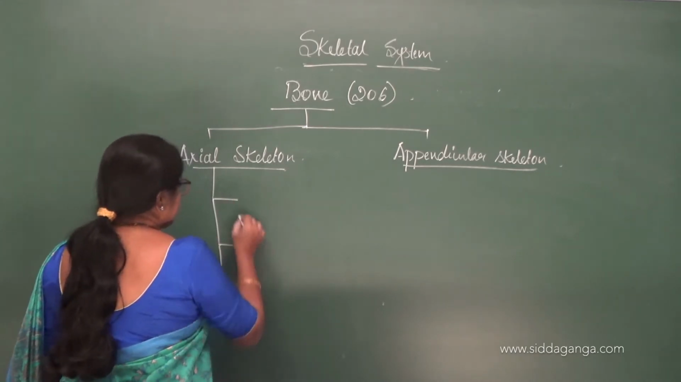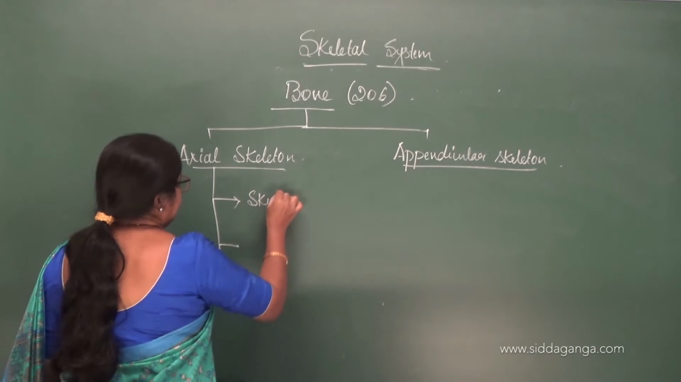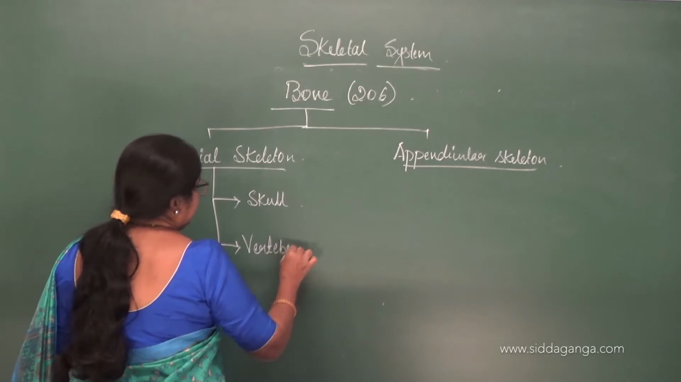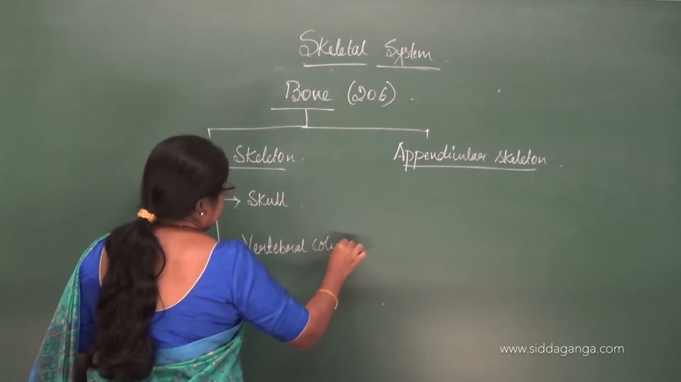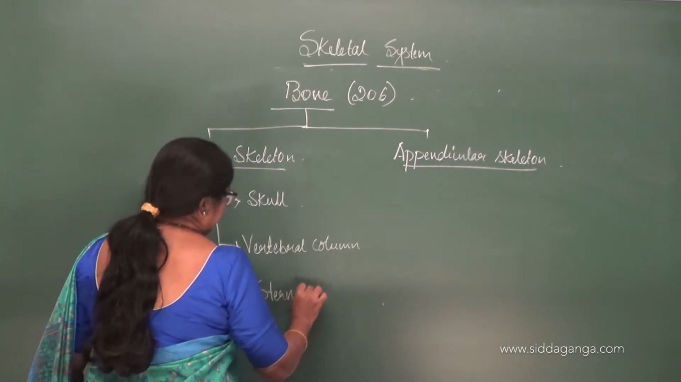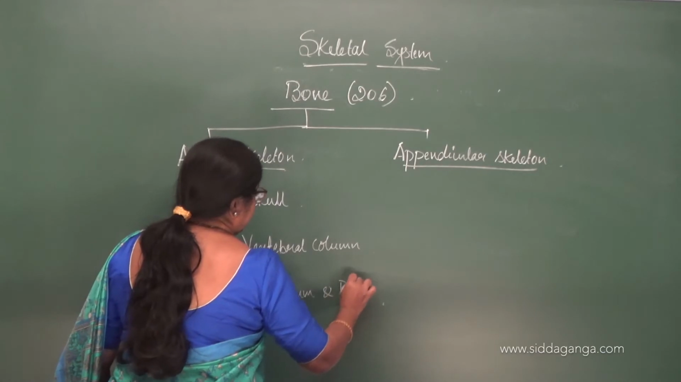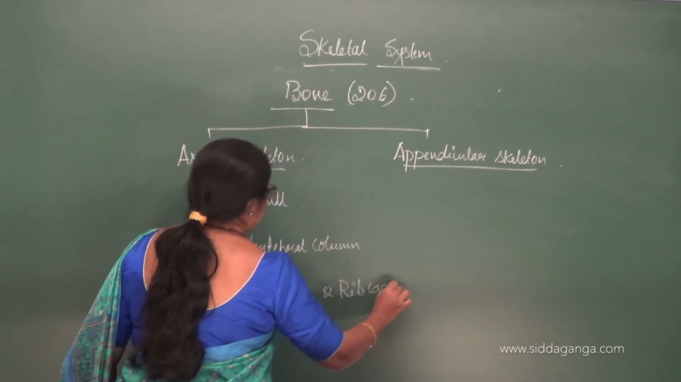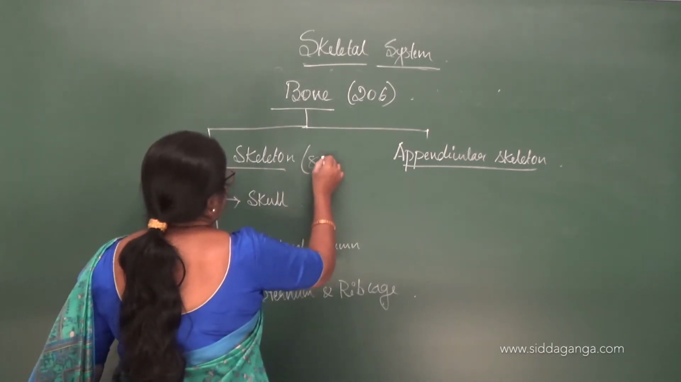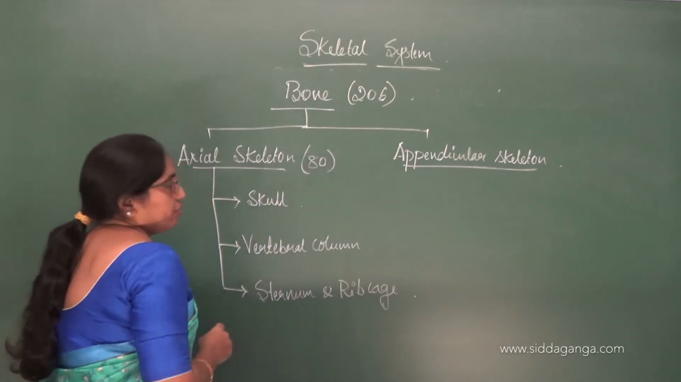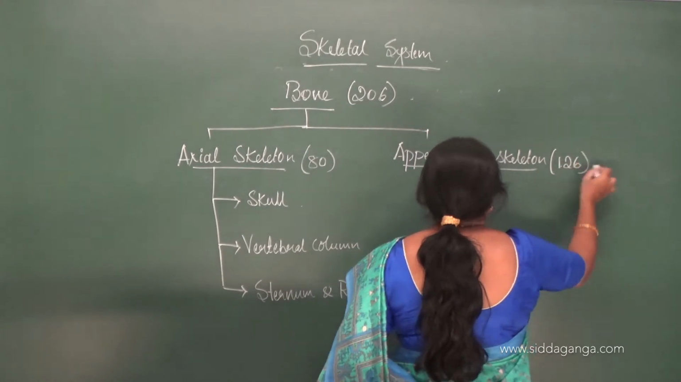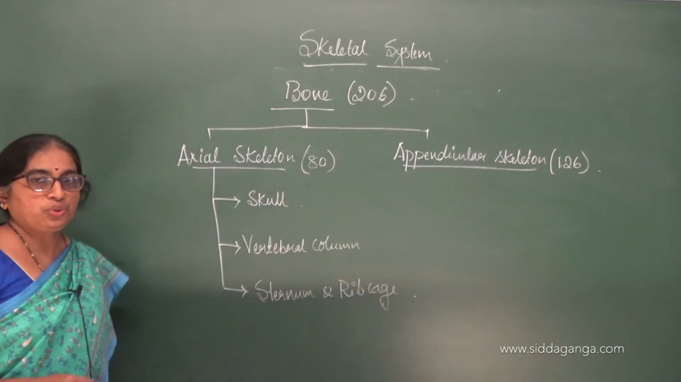One is the skull, the second is the vertebral column, and the third is the sternum and rib cage. The axial skeleton in total has 80 bones, whereas the appendicular skeleton in total has 126 bones, which counts to 206.